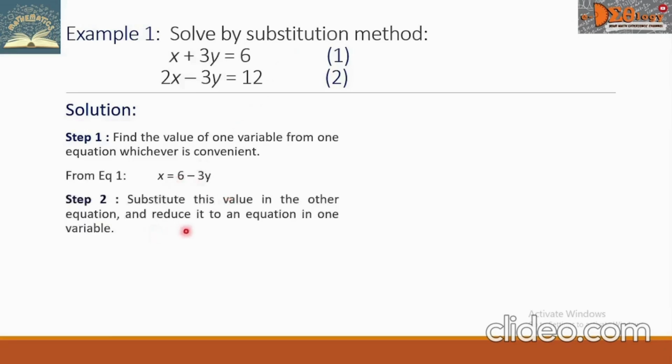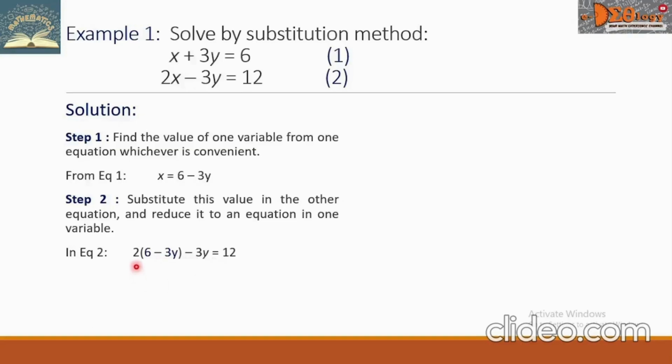Then step 2. Substitute this value of x in terms of y in the other equation, meaning in equation 2, and reduce it to an equation in one variable. Our equation 2 is 2x minus 3y equals 12. This x here we will change by 6 minus 3y. So it becomes 2 times (6 minus 3y), then minus 3y equals 12.